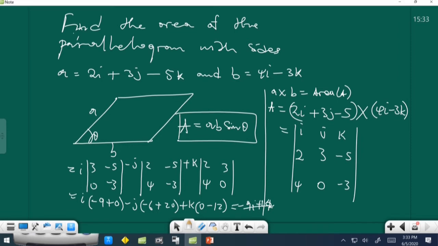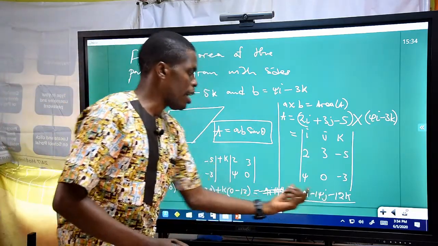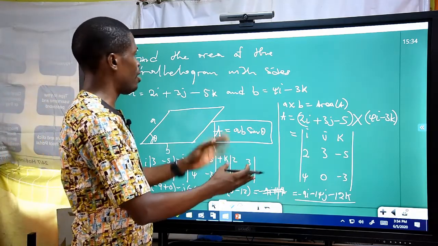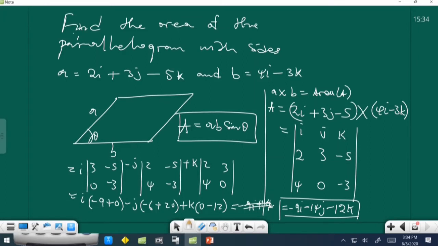Okay, it will be negative. So we have minus 9I. Okay, and this is positive here, the negative. So you have negative 14J, that is minus 14J. Then here we have minus 12, minus 12K. So if you have gotten this as the vector notation for the area of the parallelogram, then we can find what we call the modulus, or the absolute value of that, and that is equal to this in units.